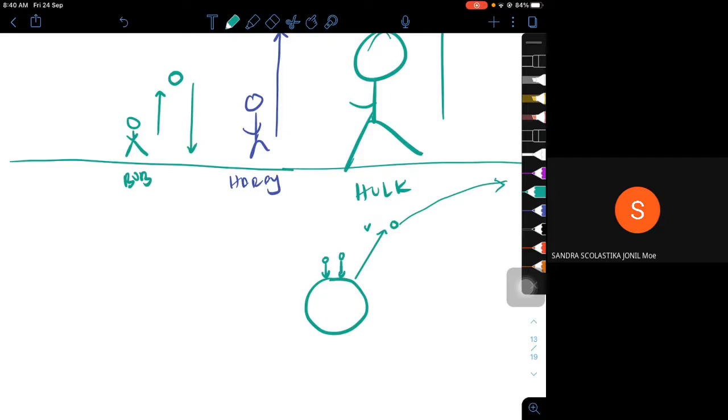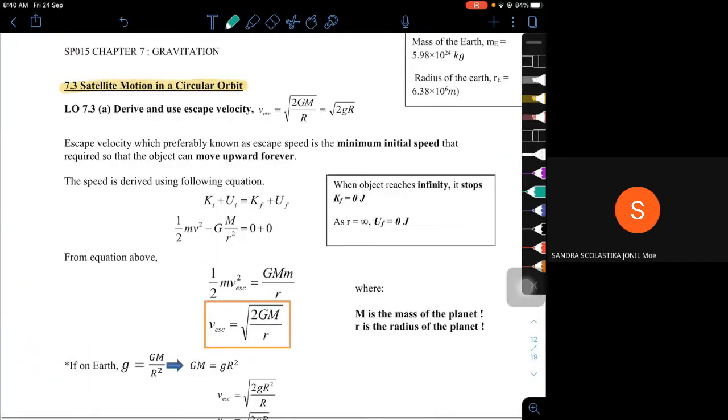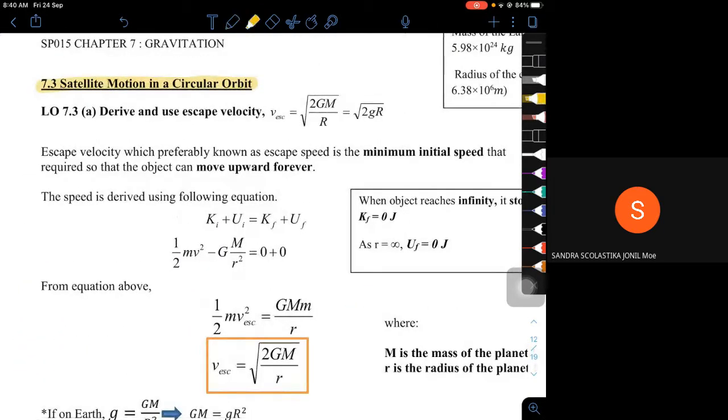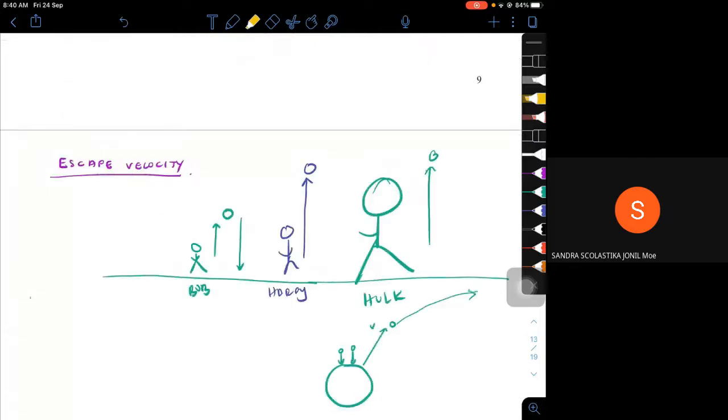Okay. So escape velocity adalah, tengok ayat definition dia ada tak? Okay, escape velocity ataupun escape speed sama je. Speed tu nilai, velocity tu ada nilai dan direction. Is the minimum speed that is required so that the object can move upward forever. Okay. So, bila you baling bola ni kan, katalah Bob ni baling 10 meter per second and then Harry baling maybe dalam 20 meter per second.